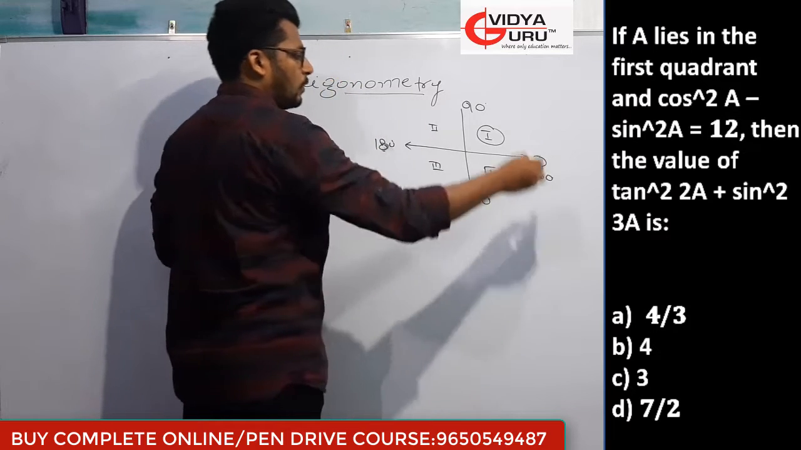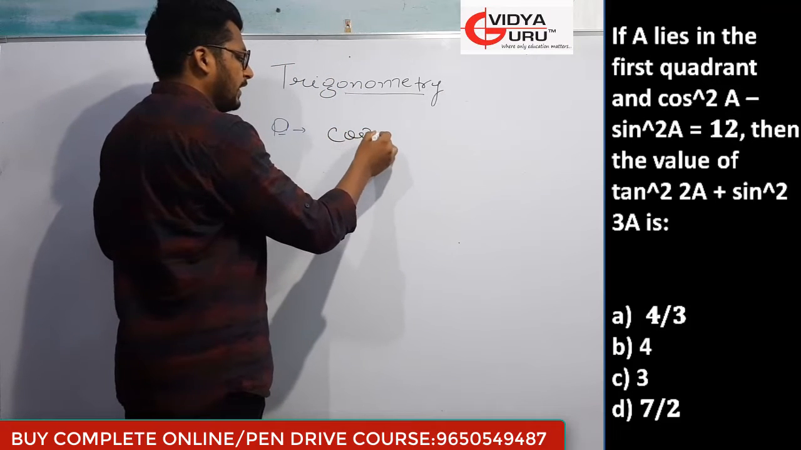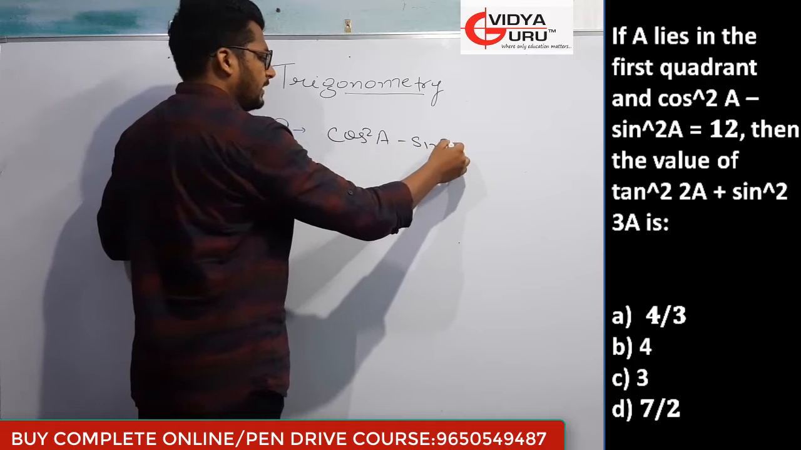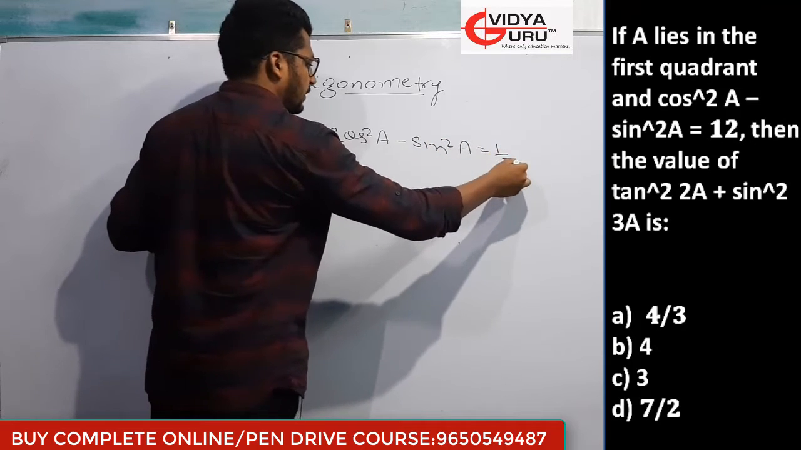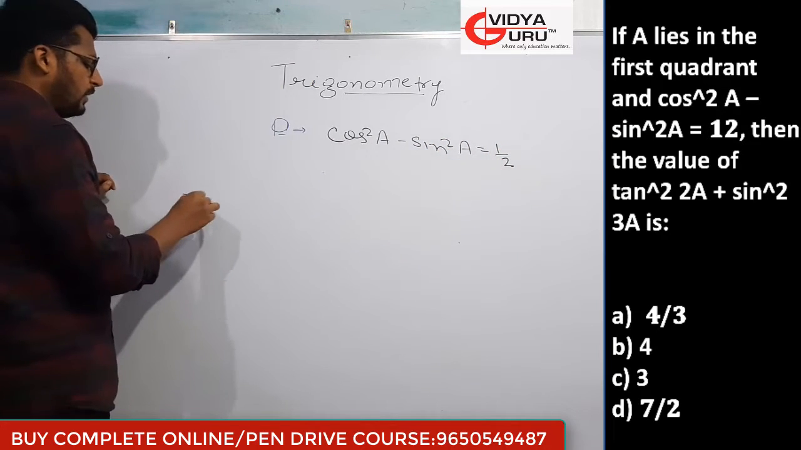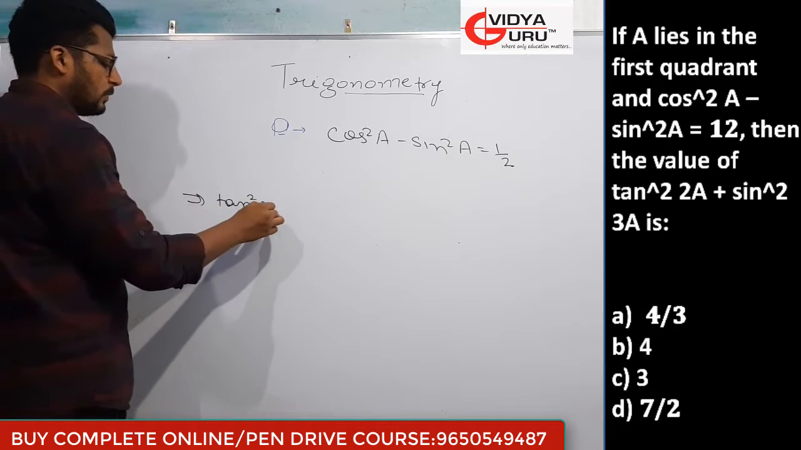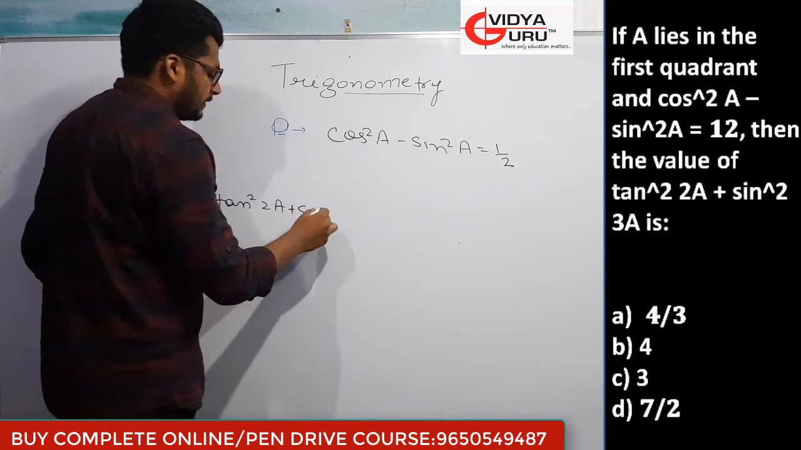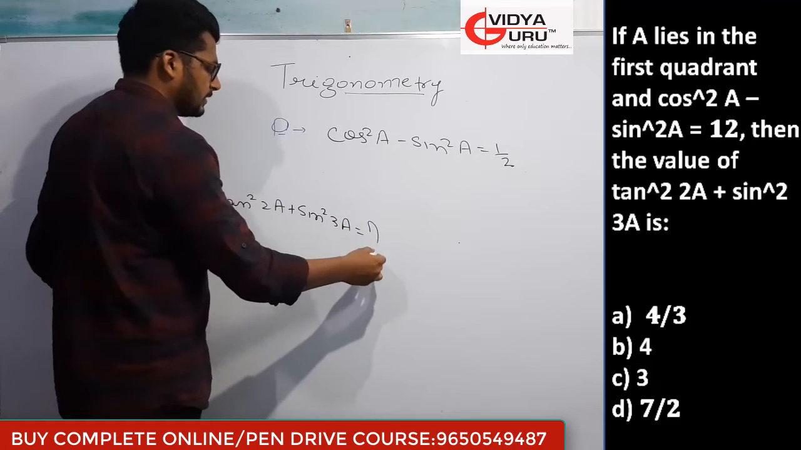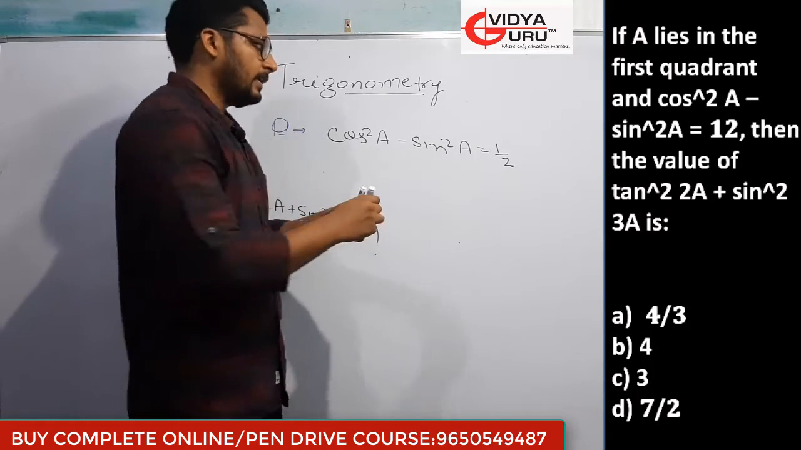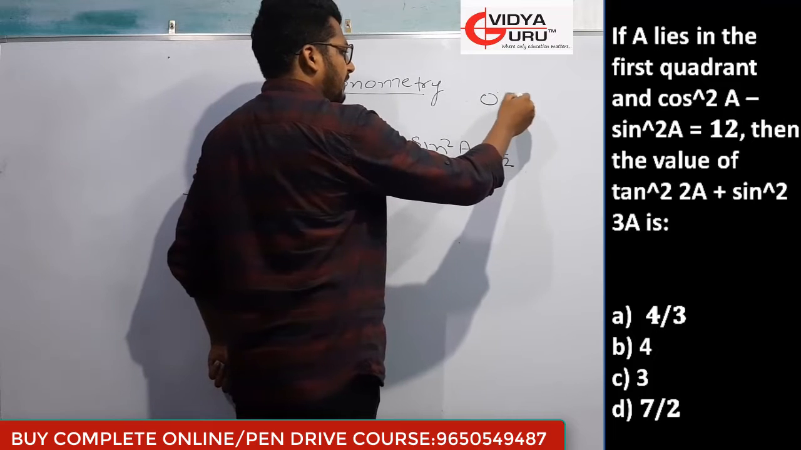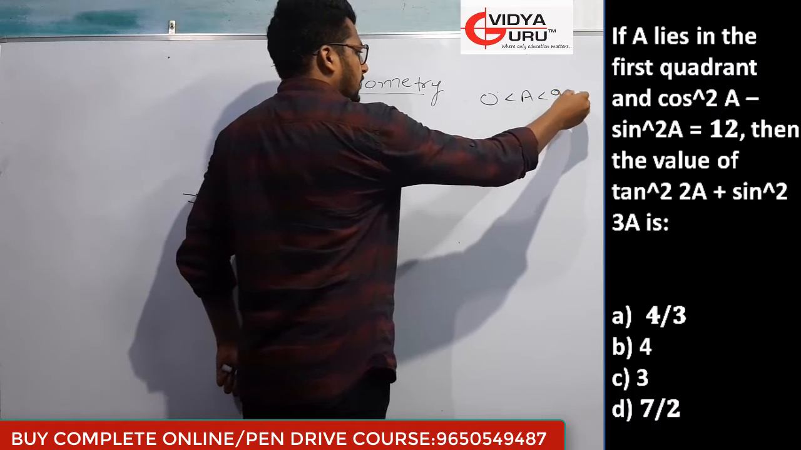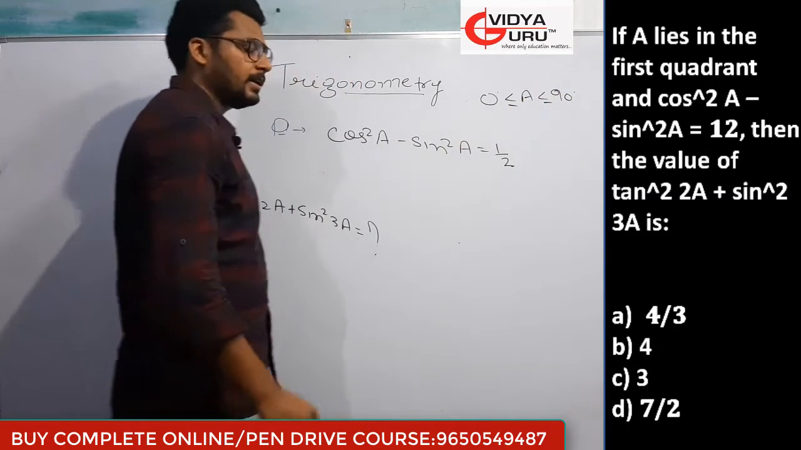this cycle goes on. The question says the value of cos square A minus sin square A is 1 by 2, and the value of tan square 2A plus sin square 3A is asked, and A is in the first quadrant, that means A lies between 0 to 90 degree.